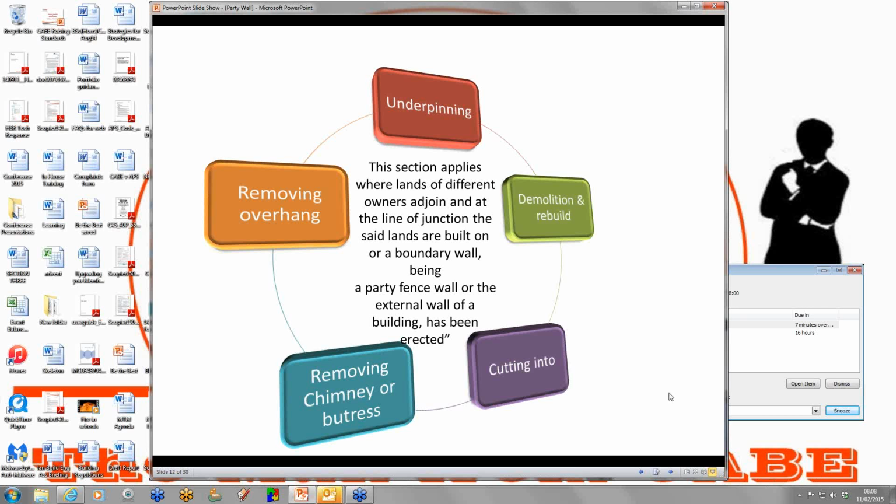So the sort of work we're looking at that is going to require a notification will be things like cutting into the wall, demolition, rebuilding, underpinning, removing chimneys, taking off overhangs. That basically will all require a notification under the Act, and from that basis that's where we start having to look at what are we going to do to protect the neighbour if any damage occurs, what's going to be done to put it right, and how are we making sure that the work is undertaken in a safe manner to ensure that during construction and post-construction there's not going to be an adverse effect on the neighbouring property.